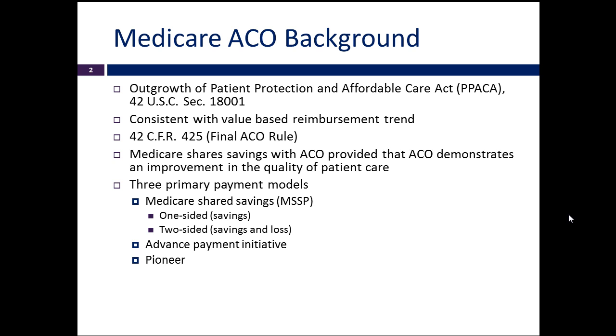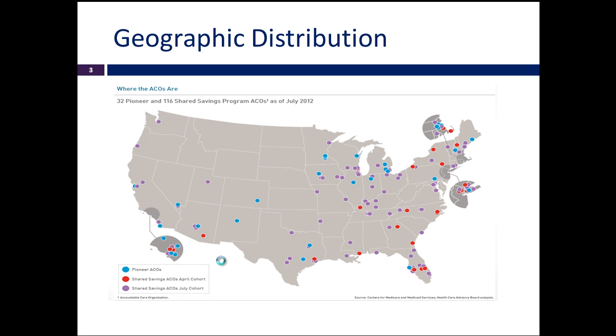The rules created three types of ACOs. The first type is the type we'll be looking at today. That's the Medicare Shared Savings Program model. That's comprised of a one-sided program or a one-sided plan and a two-sided plan. It also created the Advanced Payment Initiative model and also the Pioneer model. We will not be looking at the other two models today. Instead, our focus will be upon the Medicare Shared Savings Program, or MSSP is the acronym that's commonly used to refer to this program.